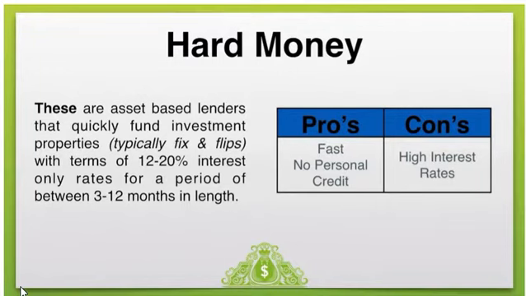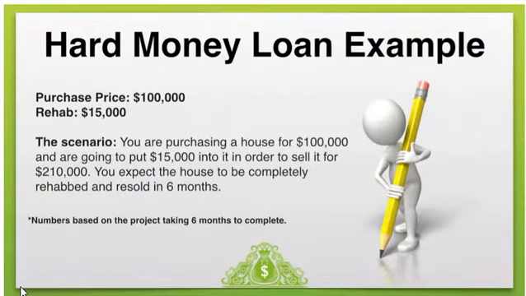Here are some examples of typical hard money loan structures. Let's say you found a property you wanted to rehab that was worth $210,000 if it was all fixed up. And you could purchase it using my strategies for $100,000. And let's say the property needs $15,000 in repairs to get it to sell for $210,000. And the project is estimated to take 6 months to complete from start to finish. Let's go over 3 different hard money loan structures that are common in today's marketplace.